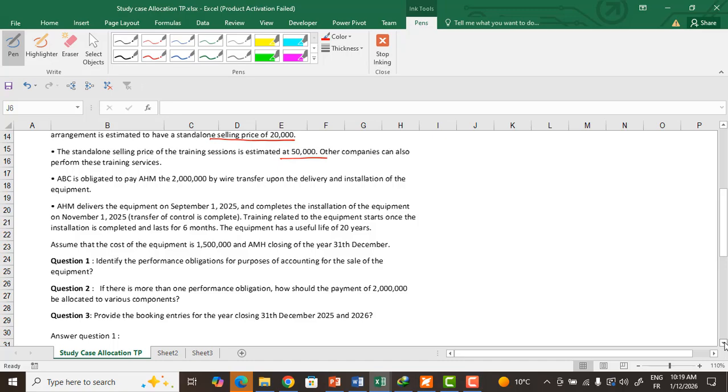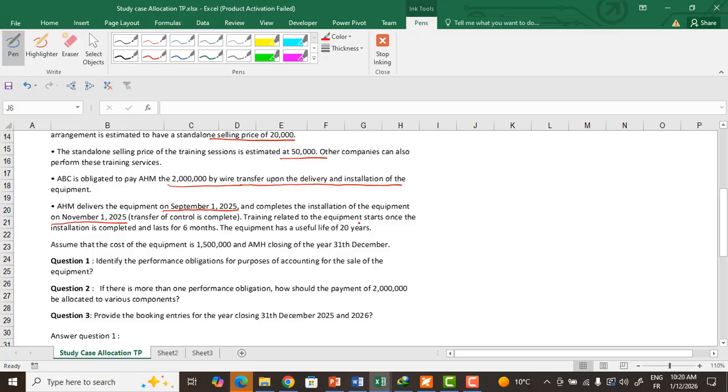So here, ABC is obliged to pay AHM $2 million by wire transfer upon delivery and installation of the equipment. AHM delivers the equipment on September 1st, 2025 and completes the installation of the equipment on November 1st, 2025. Transfer of control is complete.